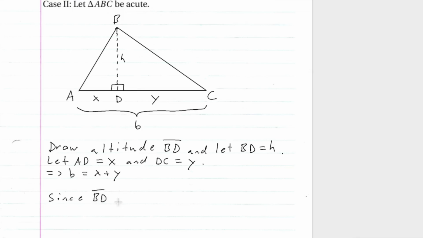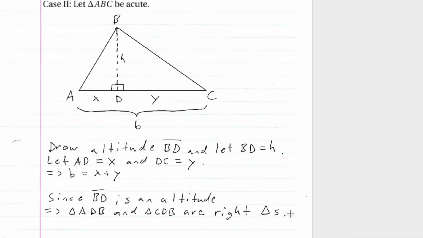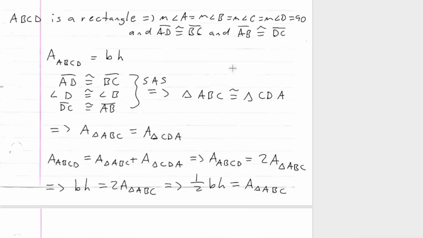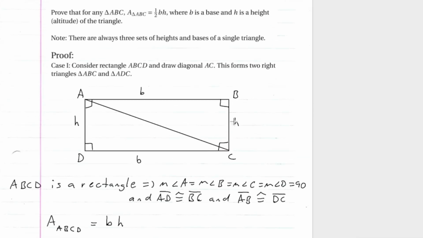Since BD is an altitude, this implies that triangle ADB and triangle CDB are right triangles. That means these two triangles are right triangles. And from the previous case, we showed that the area of a right triangle was 1/2 base times height.